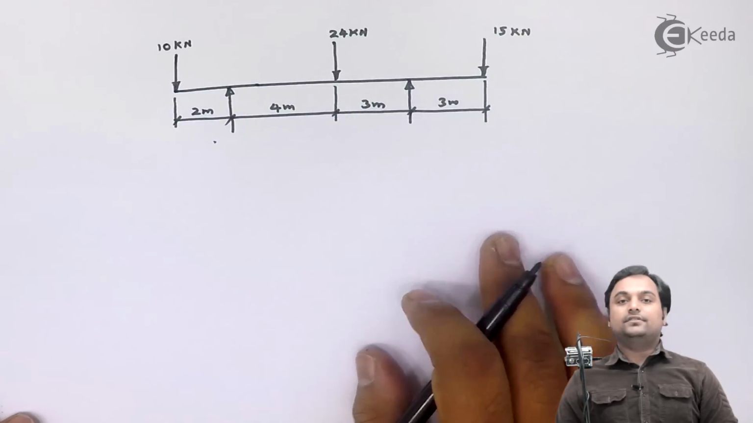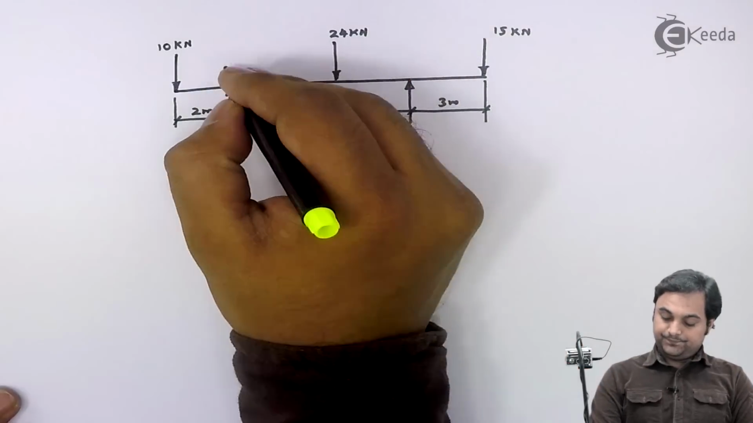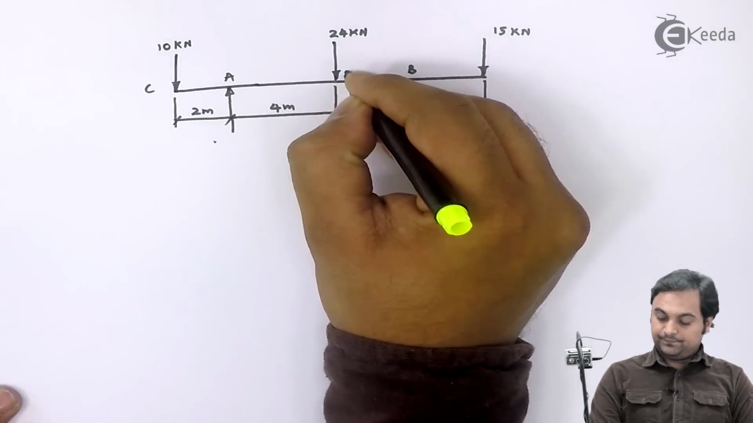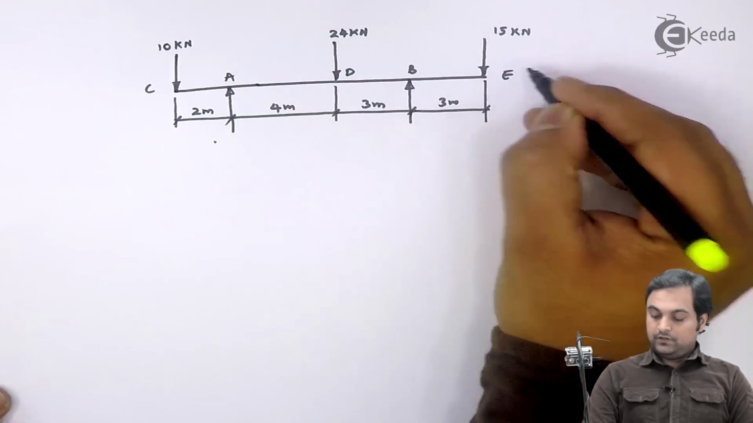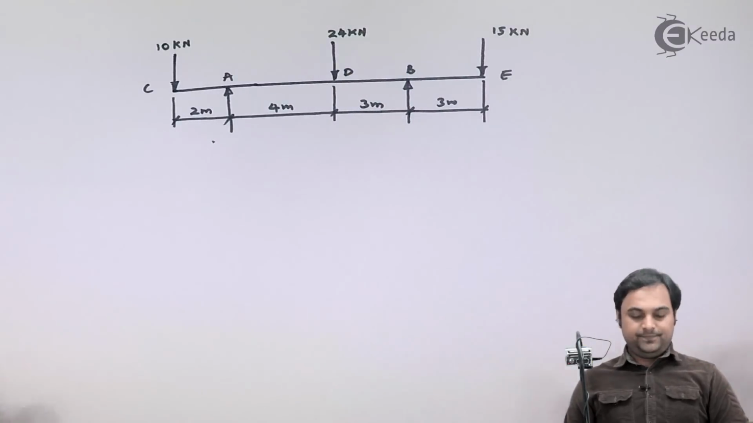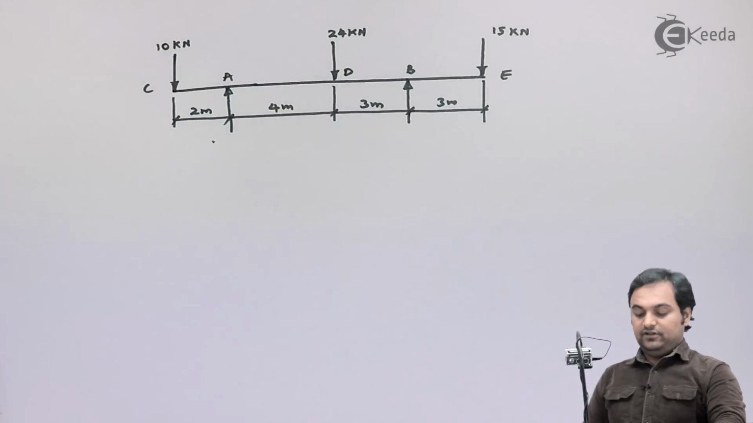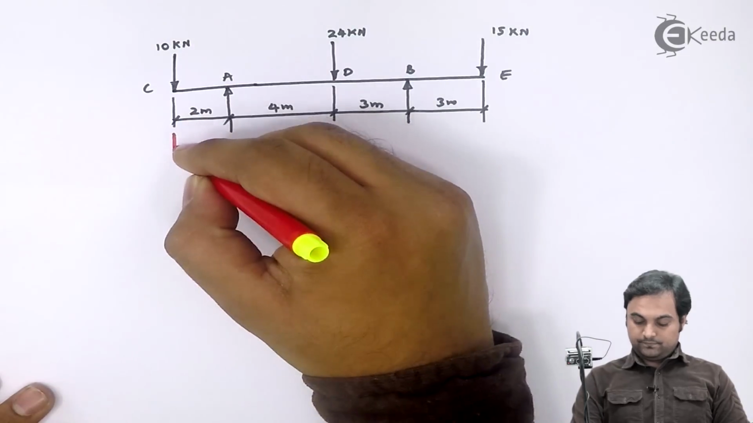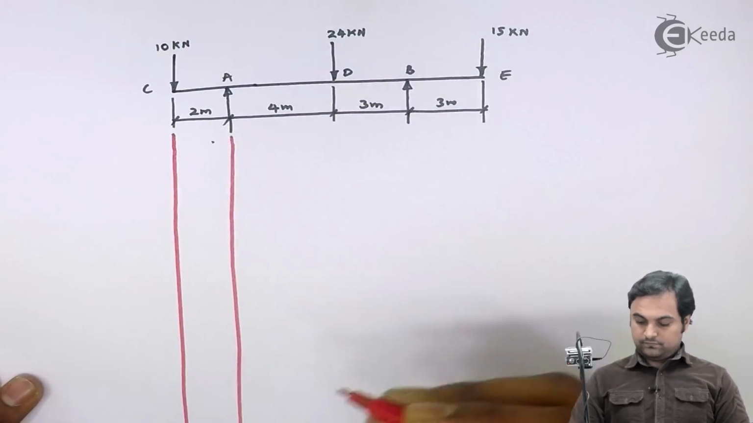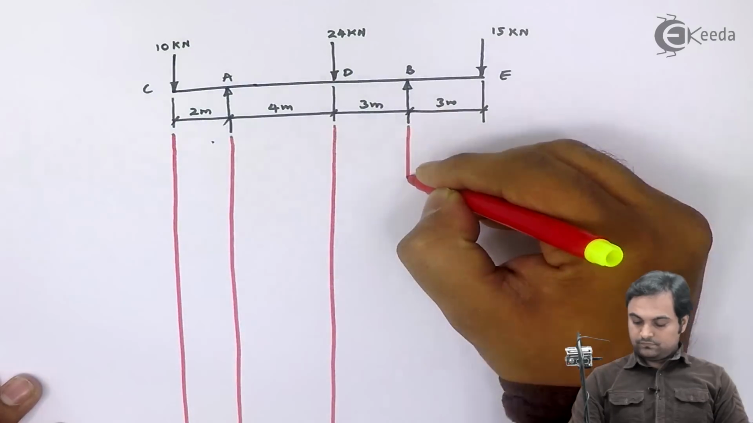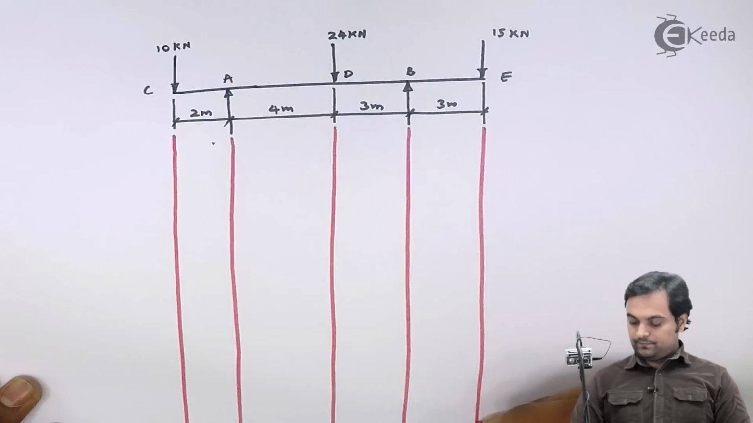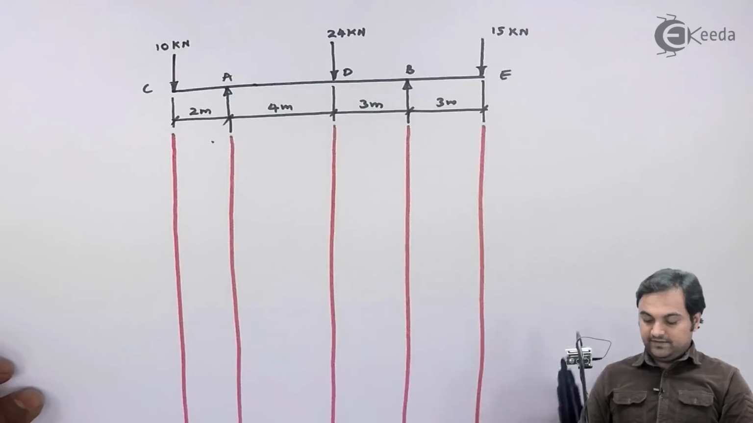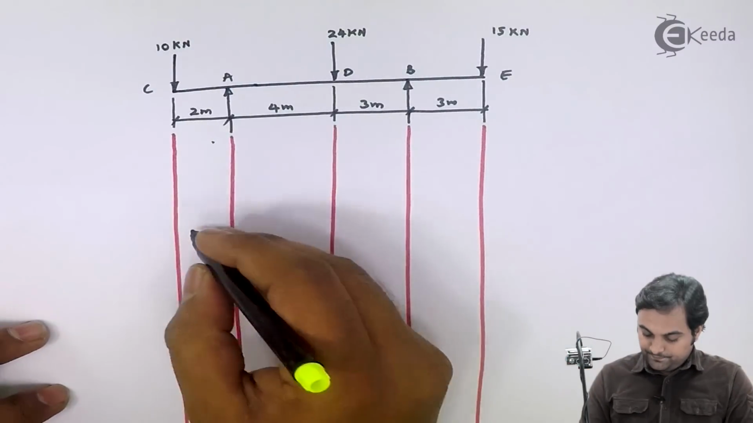This is the beam which is given, supported at A and B. Now I have to draw the shear force diagram. For that I will first be projecting the points downward. For drawing shear force diagram, the length of shear force diagram should be equal to the length of the beam.